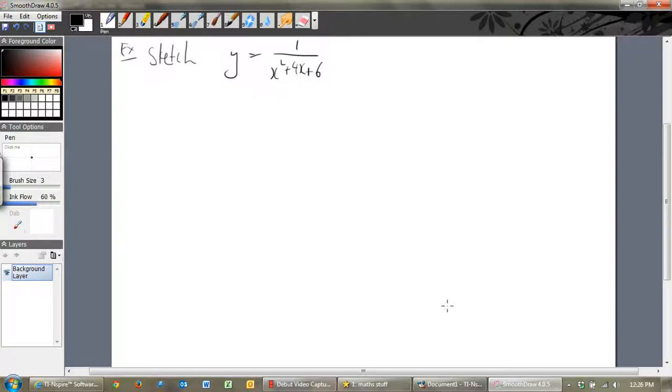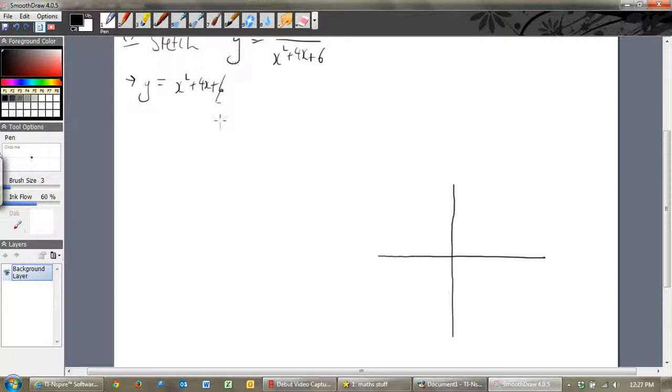Okay, so I'm just going to sketch an axis down here. So what we actually want to look at firstly is y equals x squared plus 4x plus 6. What does that look like? If we were to sketch that, let's complete the square. So that's x squared plus 4x plus 4 minus 4 plus 6, which is x plus 2 squared minus 4 plus 6, plus 2.